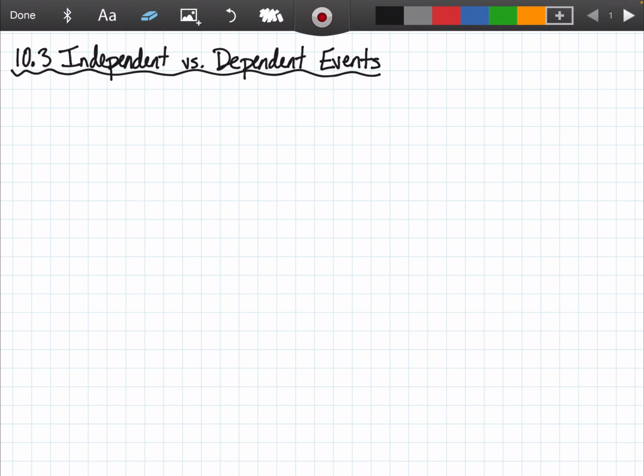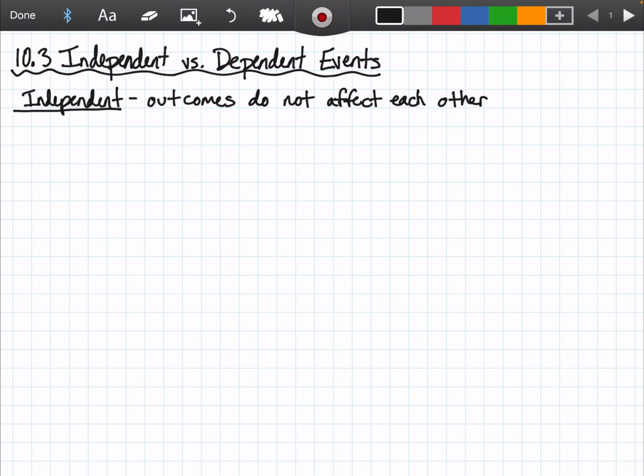10.3, we're going to talk about the difference between independent and dependent events today. So with independent events, basically the outcomes don't affect each other. So no matter what has happened beforehand, the probability is still going to be the same.